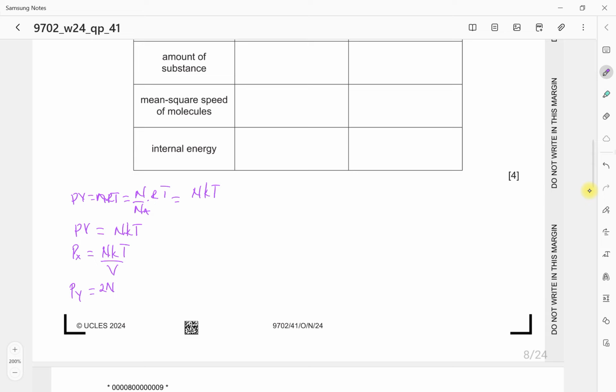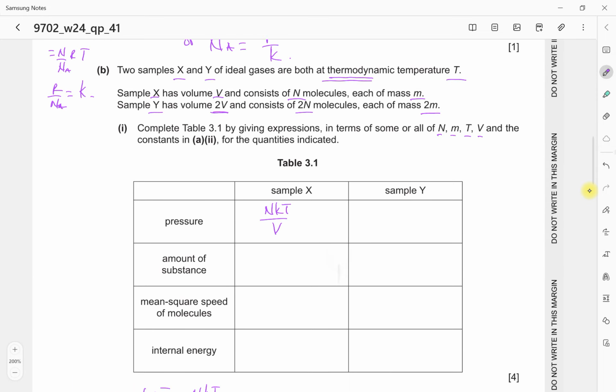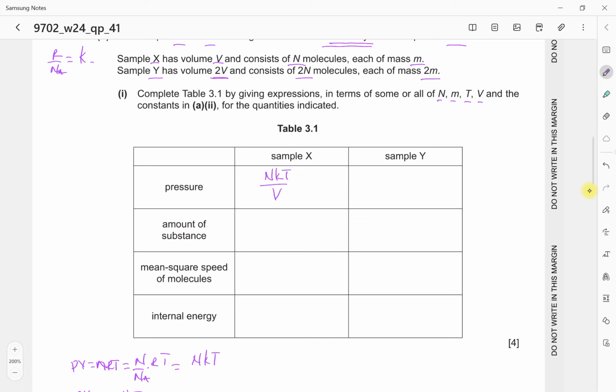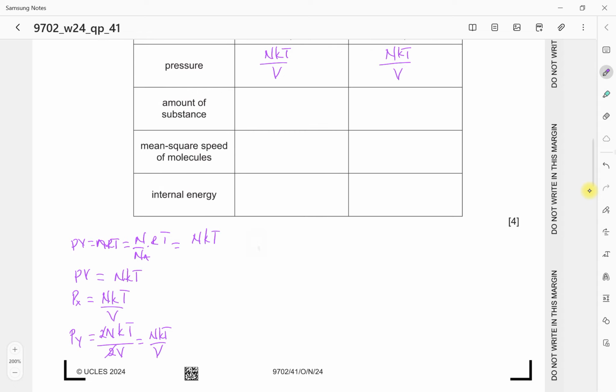Then for Y, pressure of Y is going to be the number of molecules, which was twice N, times k times the temperature, which was initially the same. The volume for Y is twice V, so this is divided by 2V. So this cancels. It is still going to be the same, NkT divided by V. So the pressure here is also NkT divided by V.